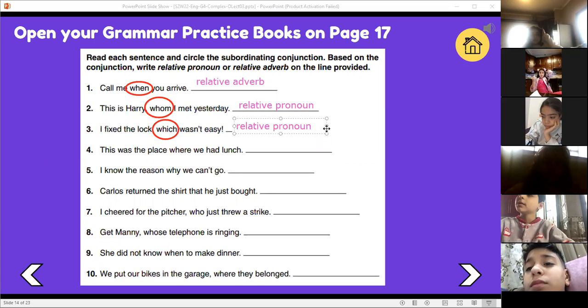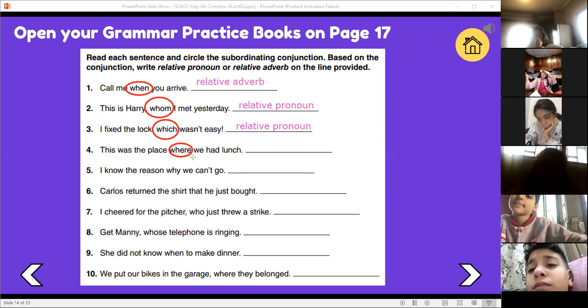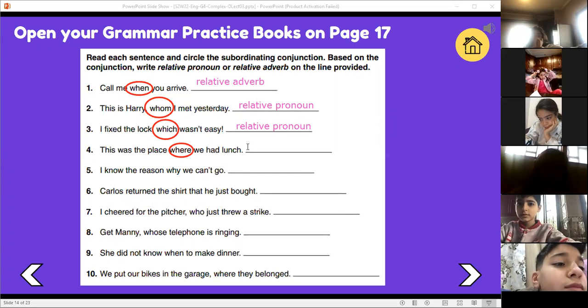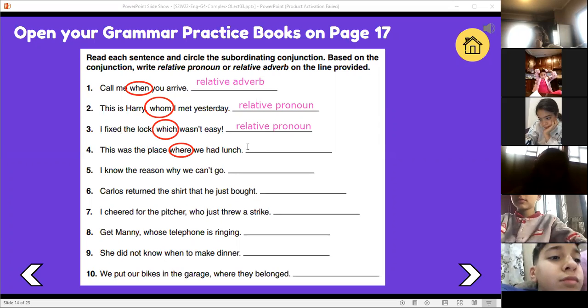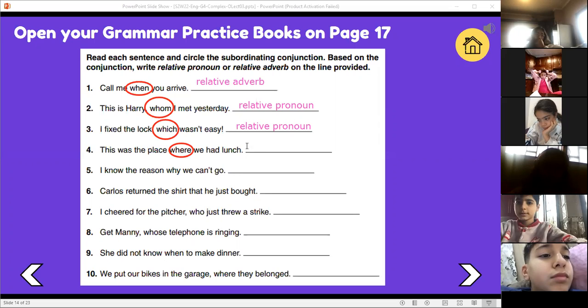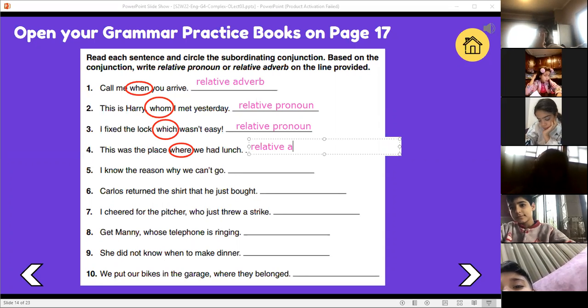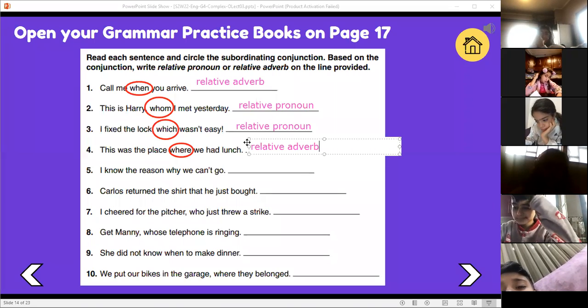This was the place where we had lunch. Yes, circle where. Bravo. Relative pronoun. It's not a relative pronoun actually. Relative adverb. Yeah, it's a relative adverb because it talks about a place where we had lunch.